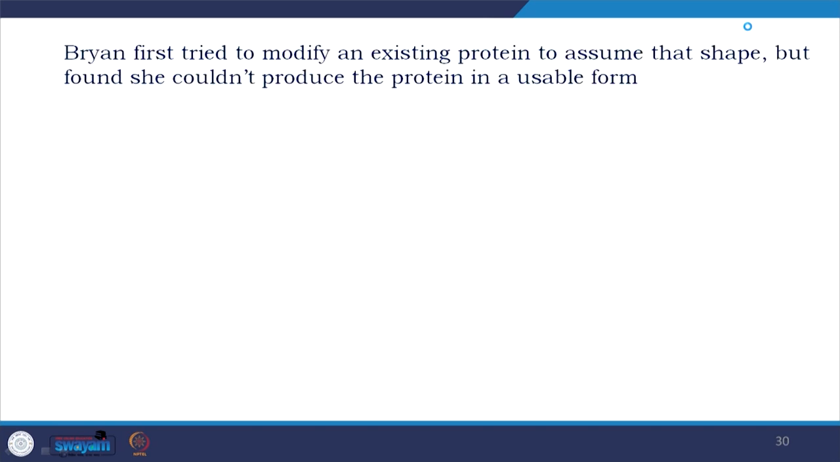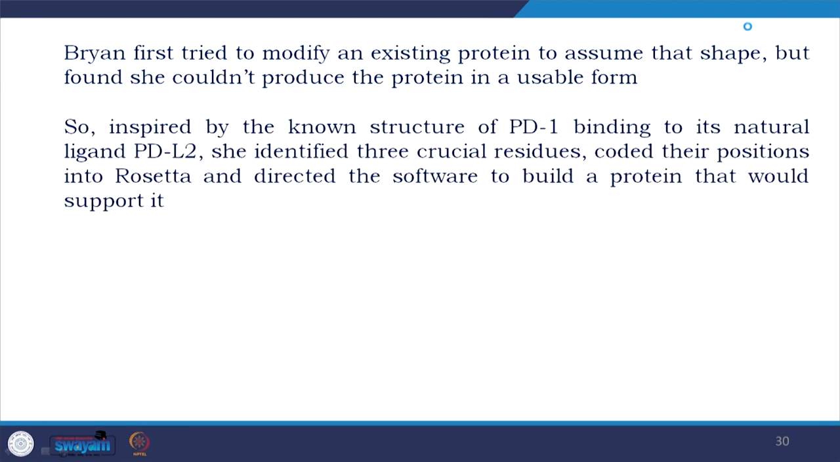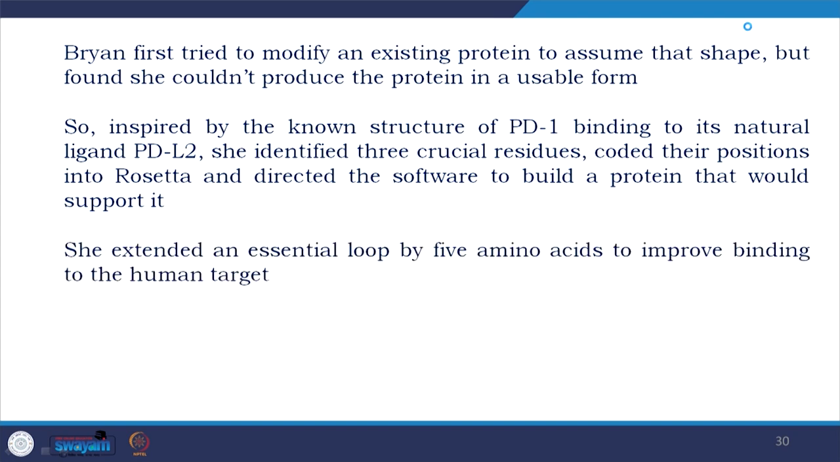Brian first tried to modify an existing protein to assume that shape but found she could not produce the protein in a usable form. So, inspired by the known structure of PD-1 binding to its natural ligand PD-L2, she identified three crucial residues, coded their positions into Rosetta and directed the software to build a protein that would support it. She extended an essential loop by 5 amino acids to improve binding to the human target.